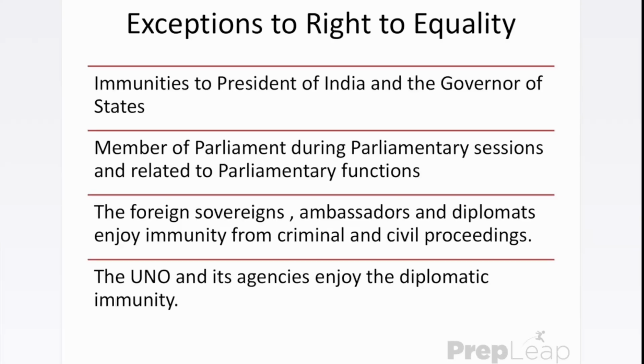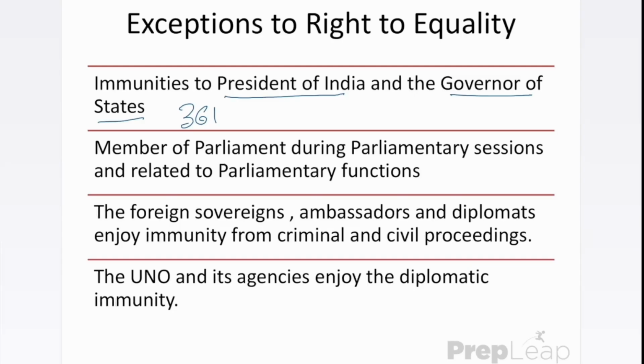There are a few exceptions to it, and the first exception is the President of India, as well as the Governor of the states. They have been granted immunity under Article 361 of the Indian Constitution, wherein it says that they are not answerable to any court for the exercise or performance of powers and duties of their office. No criminal proceeding during their term of office can be initiated against them. No arrest or imprisonment can be done during their term of office.